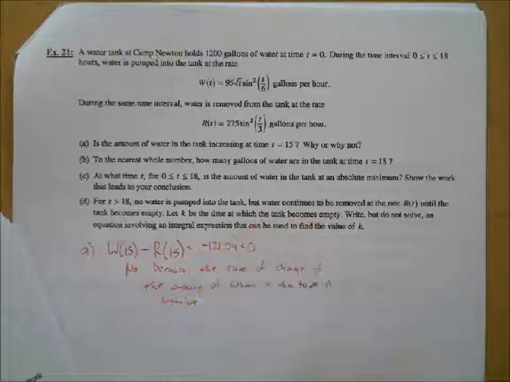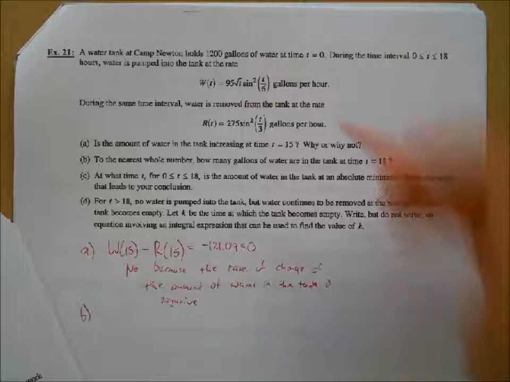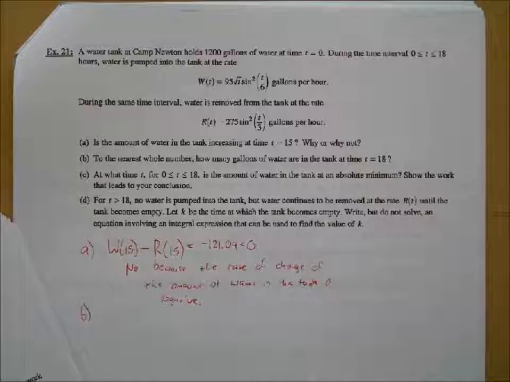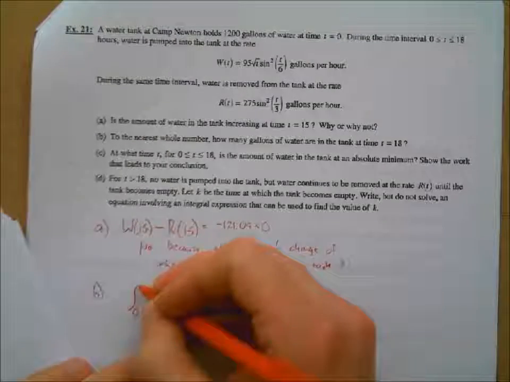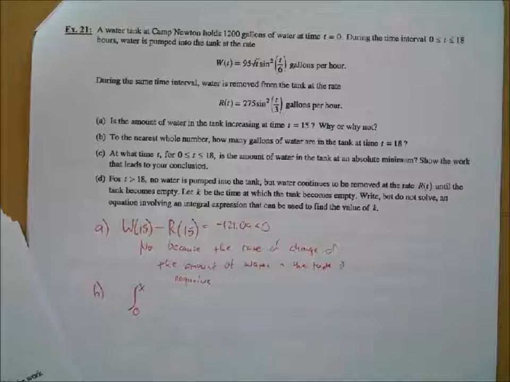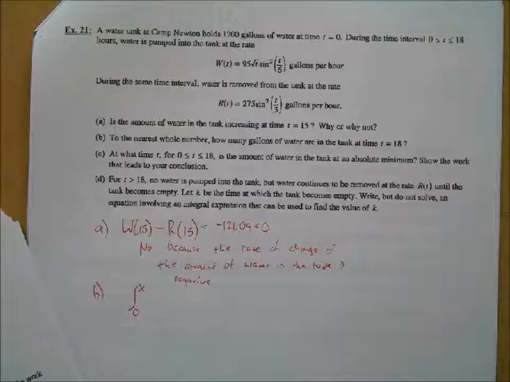Okay, letter B. To the nearest whole number, how many gallons of water are in the tank at time t equals 18? Now we're talking about an amount. If we're given rates and we want to find the actual quantities, that means we need to integrate. Emma, question? A question on the first one. Why is this rate of change not over anything? We're not asked for average rates of change, just a rate of change. We're given rates of change, so we can just subtract them to get the rate of change of the quantity. If it were an average, then you'd have the over b minus a.